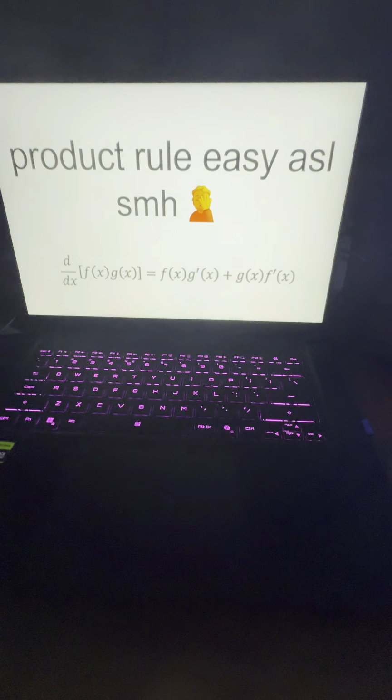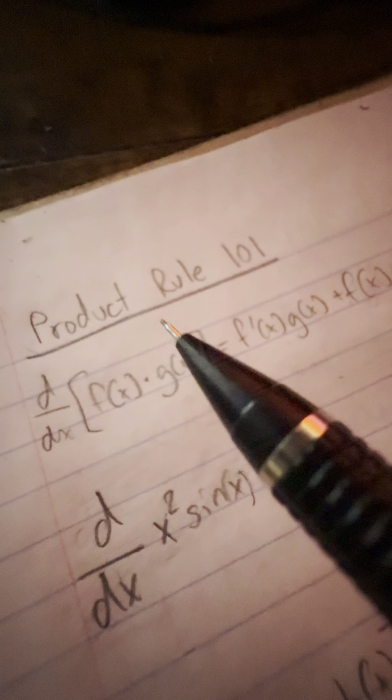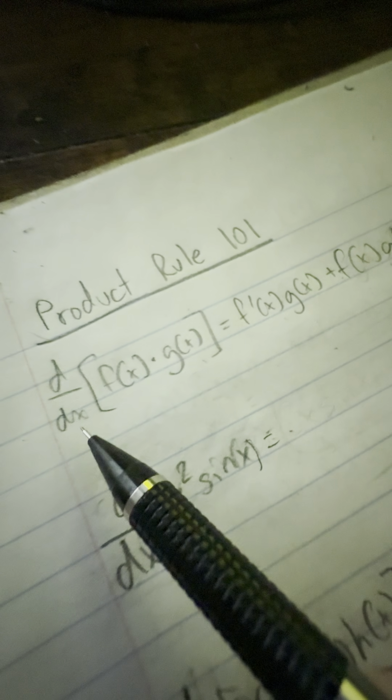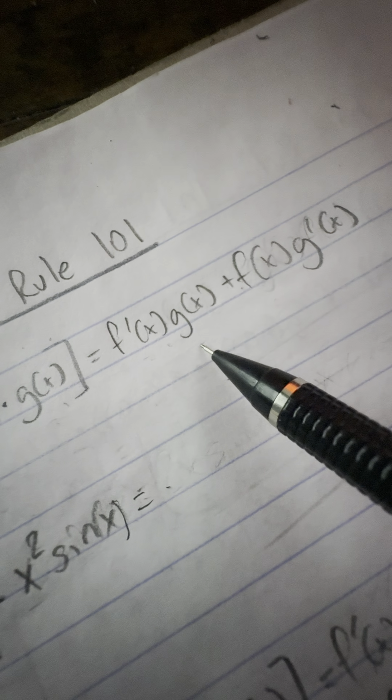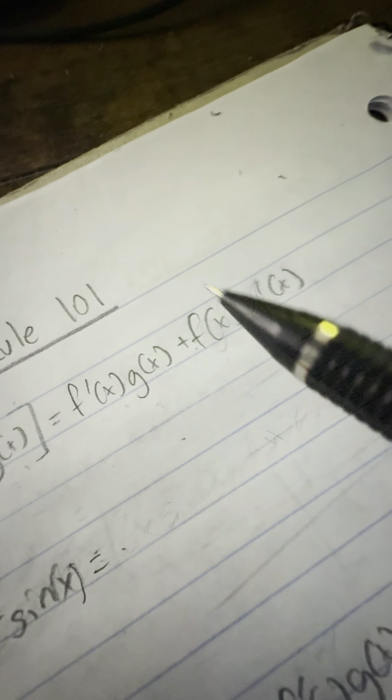Guys, the product rule is so easy, and I'm going to teach it to you right now. So if you have a function times another function, and you want to differentiate that, then what we would do is take the derivative of the first times the second function as it is, plus the first function as it is times the derivative of the second.